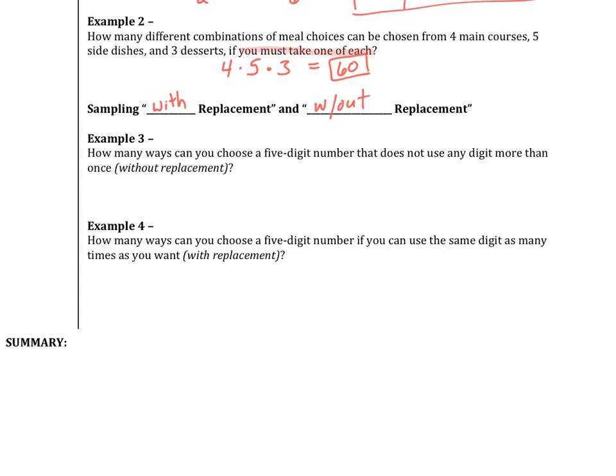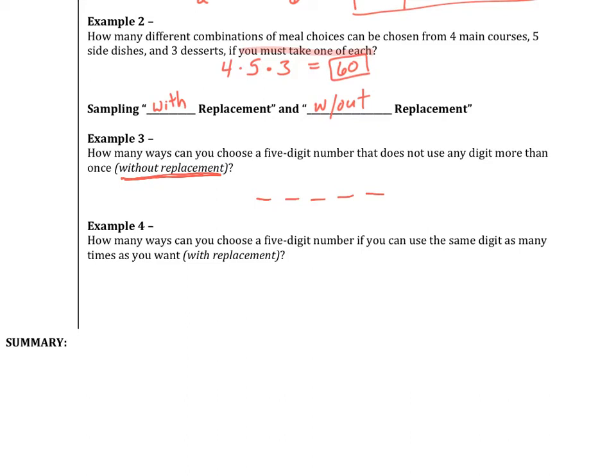In example 3, it says, how many ways can you choose a 5-digit number that does not use any digit more than once? This would be without replacement. You don't use any digit more than once. Okay, and there's a 5-digit number. So there's 1, 2, 3, 4, 5 digits you're going to put in there.